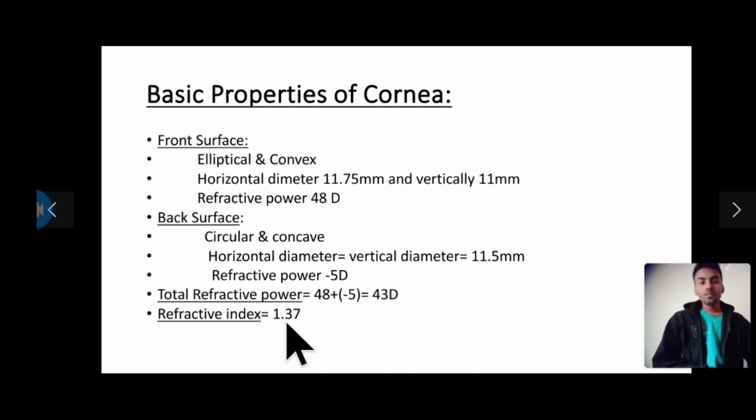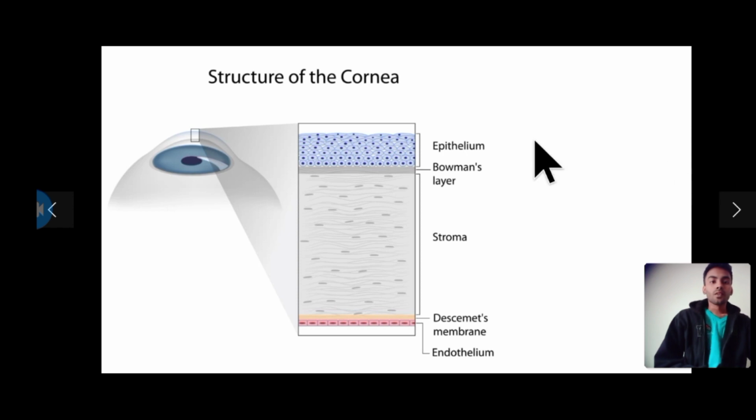Okay, so now we are going to learn about the anatomical structures of the cornea. So there are six different layers present in the cornea anatomically from anterior to posterior, means from front to back. There are six layers. So these are, the first one is the epithelium, the second layer is the Bowman's layer, the third layer is the stroma, the fourth layer is the Dua's layer, the fifth layer is the Descemet's membrane, and the sixth layer is the endothelium.